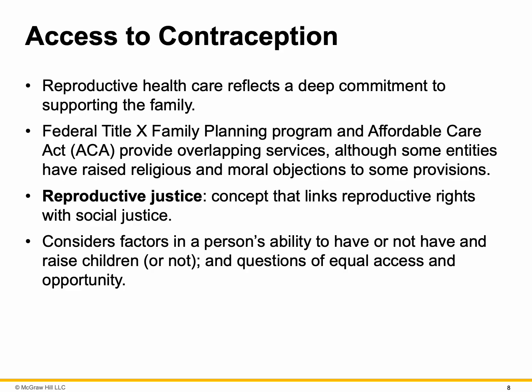Related to the idea of access to contraception is reproductive justice, which links reproductive rights such as access to contraception and other family planning methods to social justice, noting that all people deserve equal access and opportunity to access family planning services. For example, a reproductive justice perspective considers factors in a person's ability to have and raise children or not, and questions of equal access and opportunity.